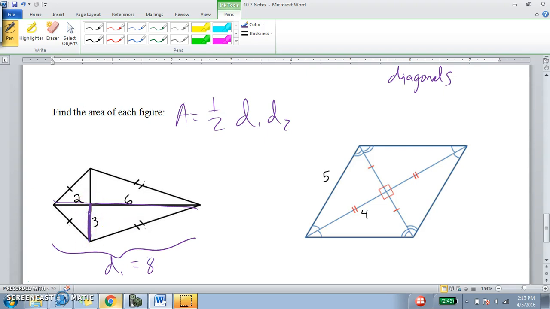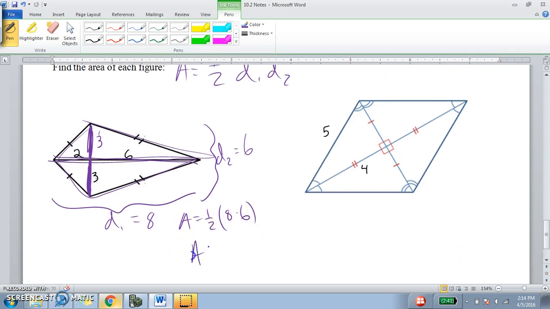It gives me 3 right here, and since I'm going from this half to this half, and this is symmetric this way, this triangle is the same thing as this triangle. It's symmetric, which means this piece has to be the same thing as this piece. So we've got 3 and 3, so this whole diagonal, or diagonal 2, would be 3 plus 3, which is 6. So now I'm just going to take 1/2 times 8 times 6. 8 times 6 is 48, and half of that is 24.